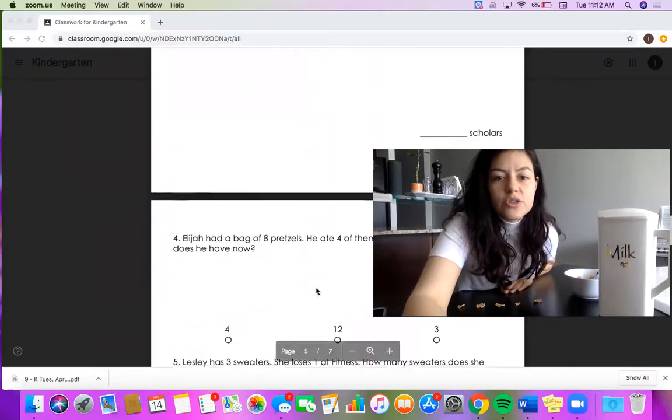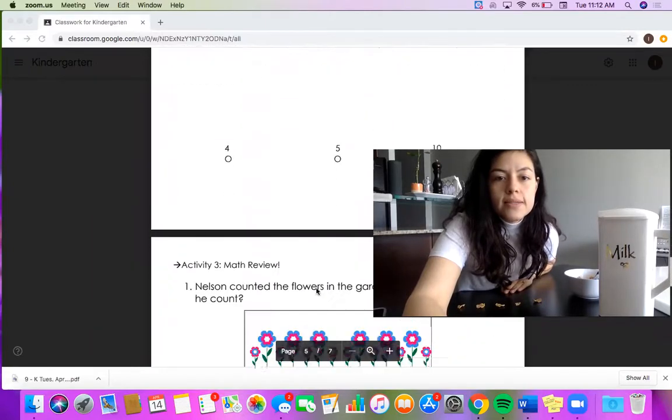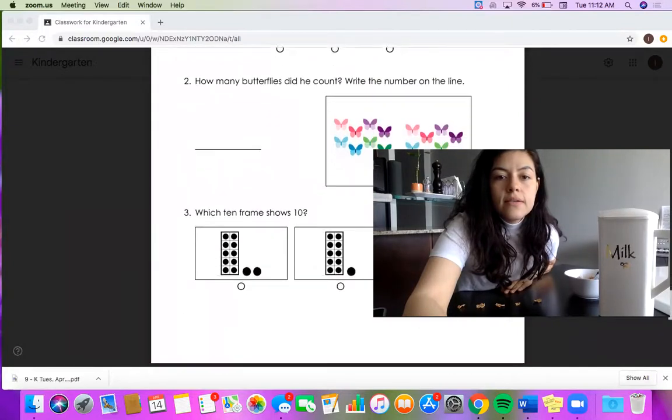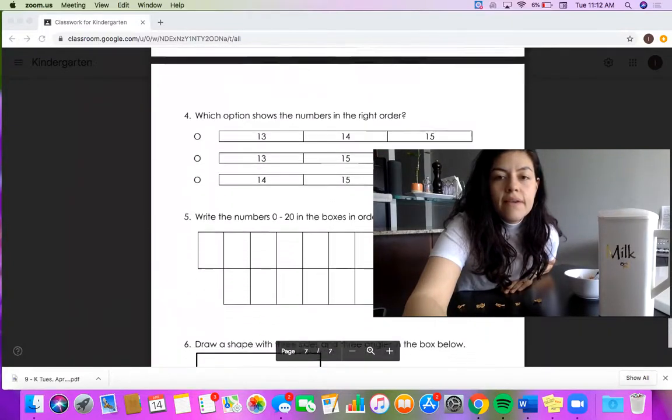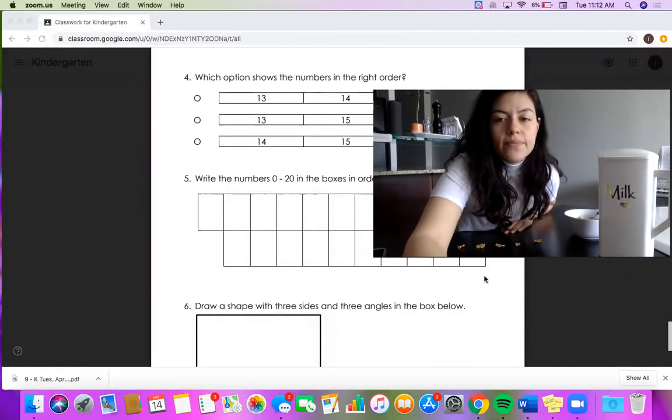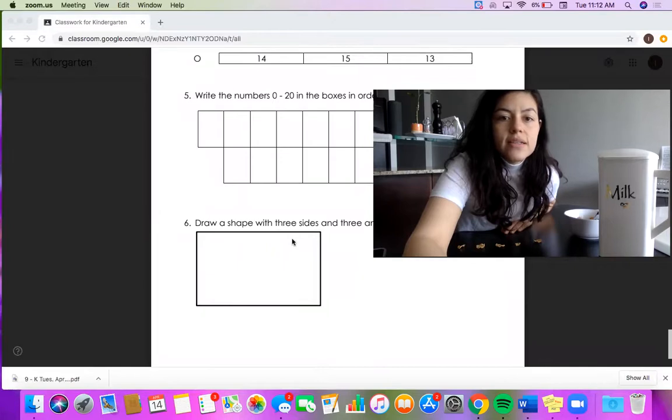Once you finish these 2 pages of word problems, there is a little math review activity where you're going to have to count a few things, fill in the number box from 0 to 20, and then there's a little geometry question at the end.